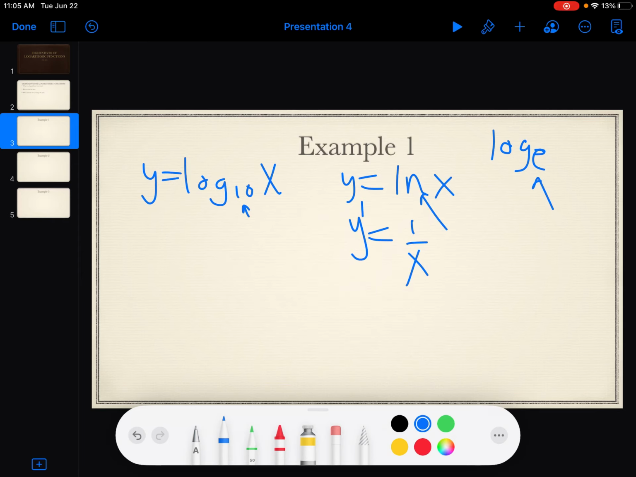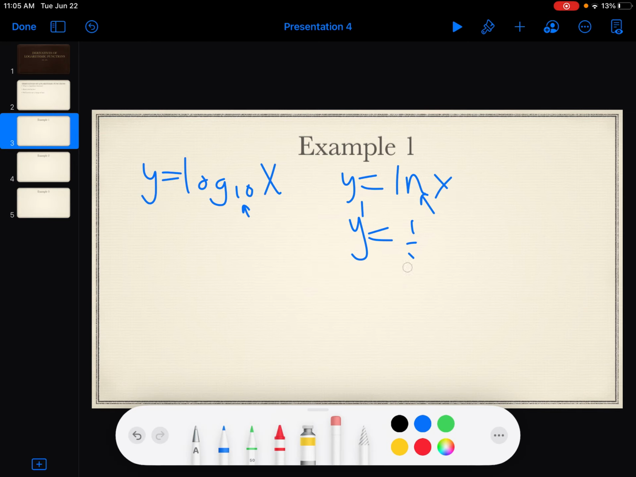So in order to take the derivative of log base 10 of x, we can just use the change of base law to turn it into something that contains ln, because we know how to take the derivative of ln x, or ln of something. So let's do that.